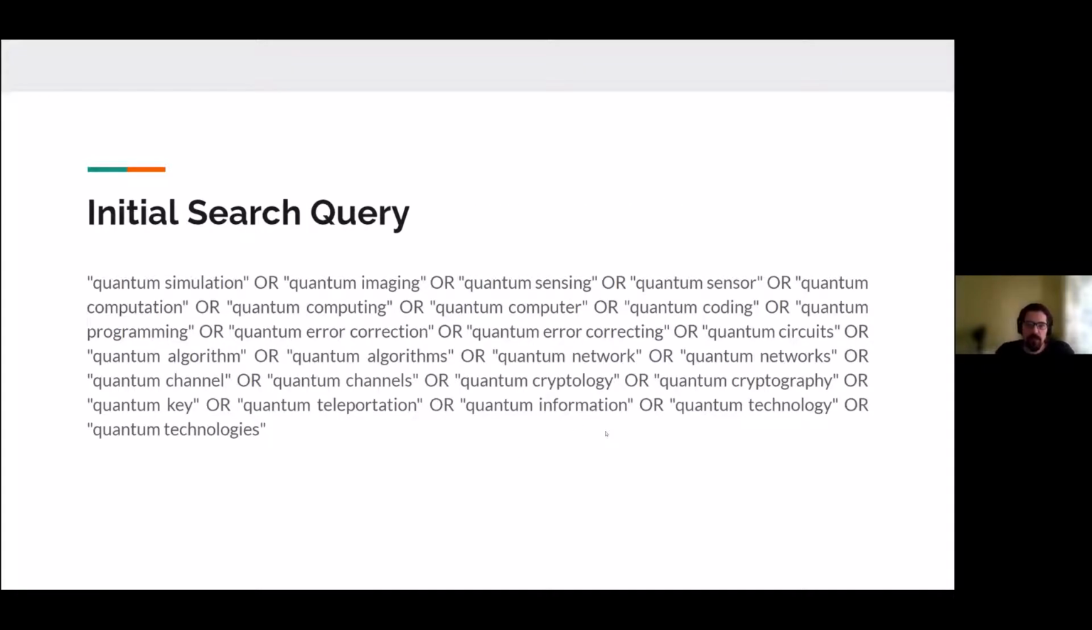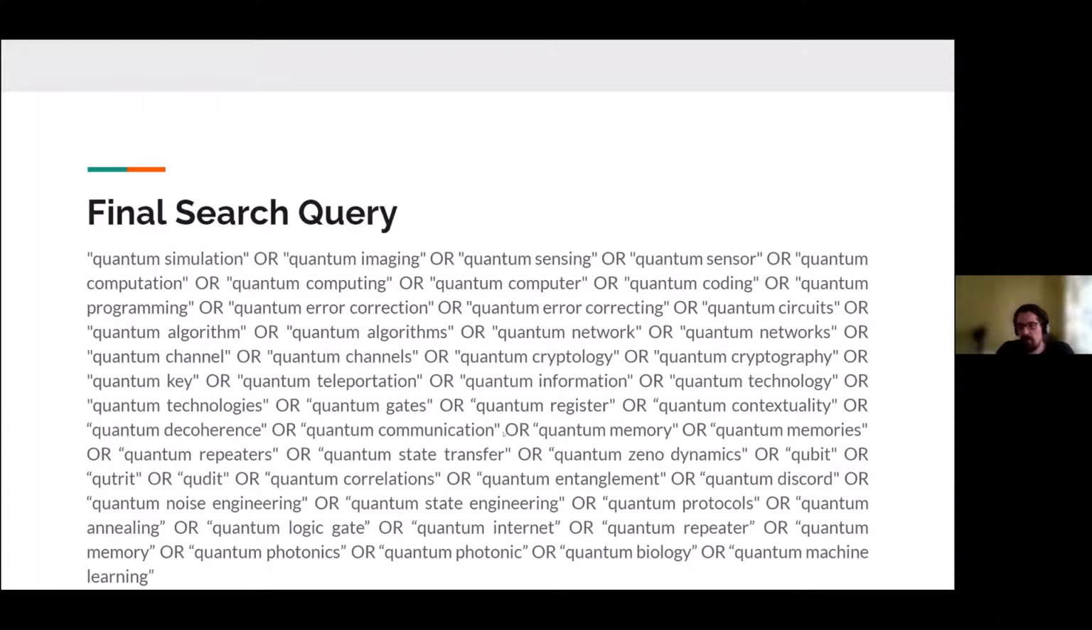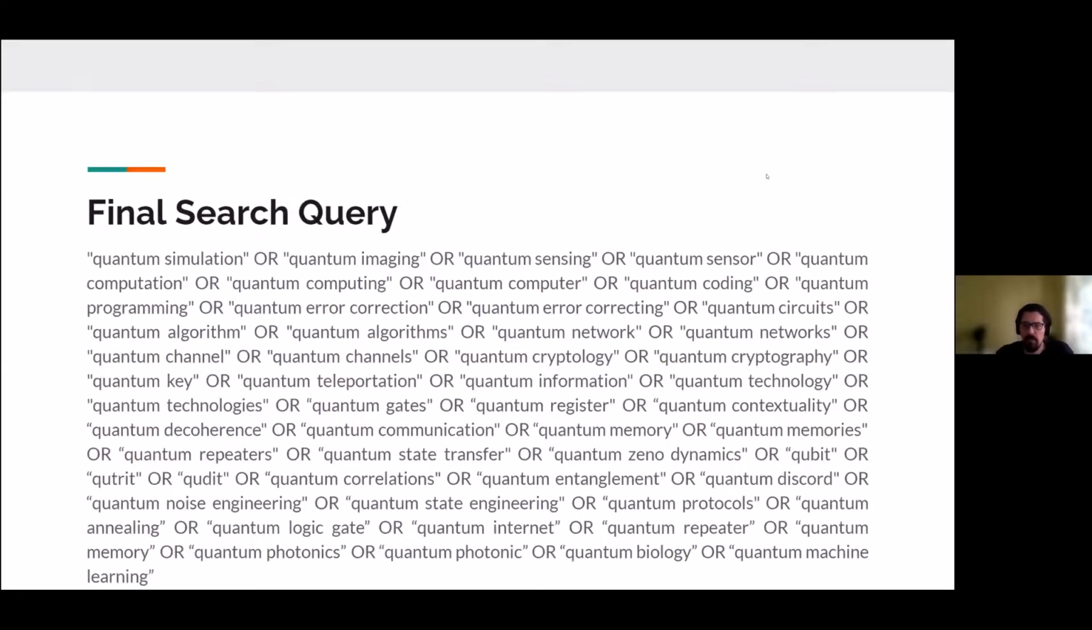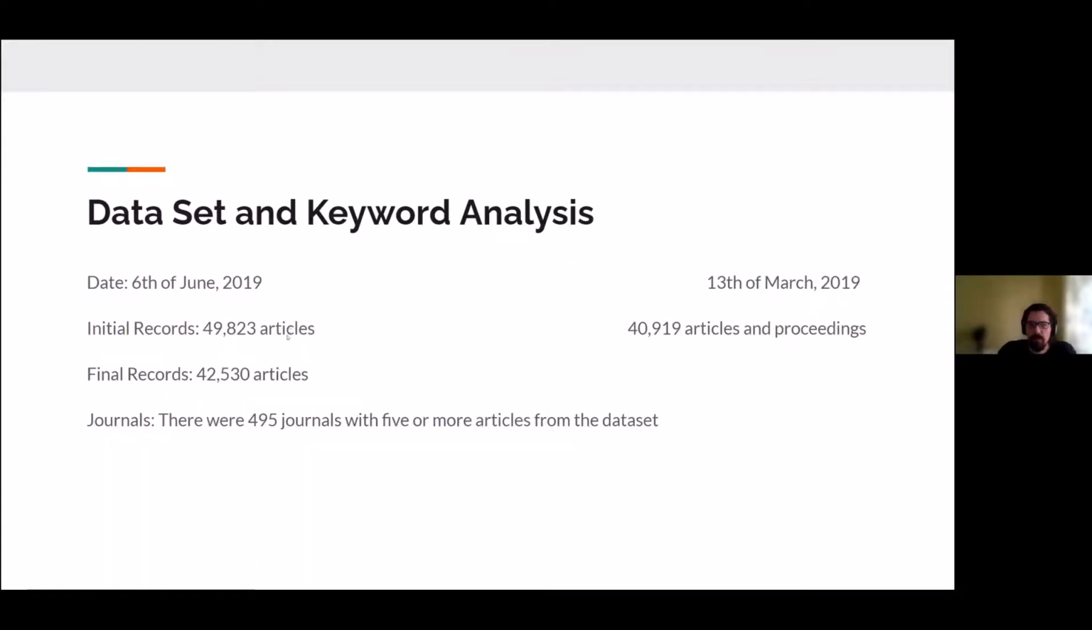So this was our initial search query, and this was the final search query after expert opinion feedback. And you can see the numbers here. I'm giving you these numbers because if you use these queries on Web of Science and look at the articles and proceedings for March 2019 and articles for June 2019, you will find these numbers. And you will find the same articles. There are some redacted articles, but the number will change by 5 or 10 at most.